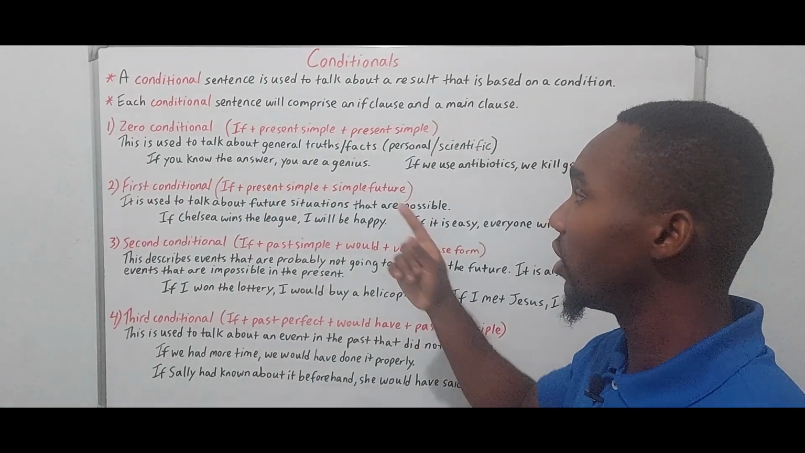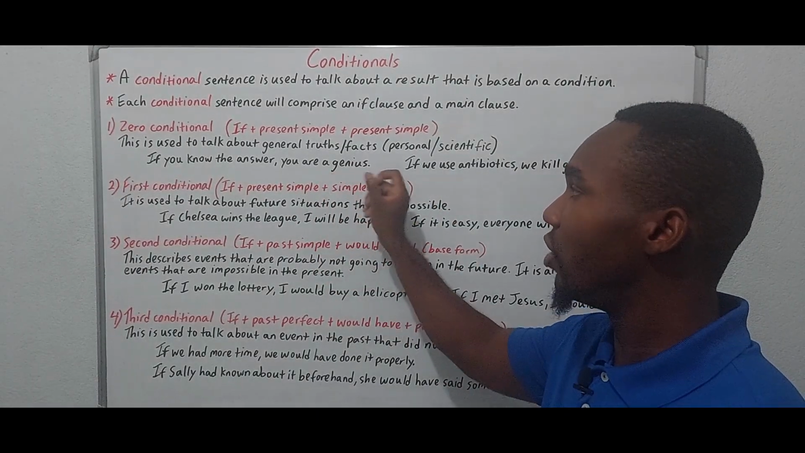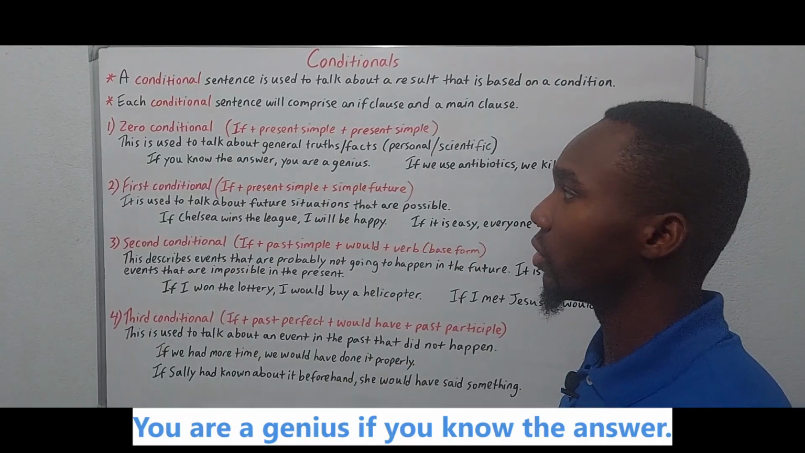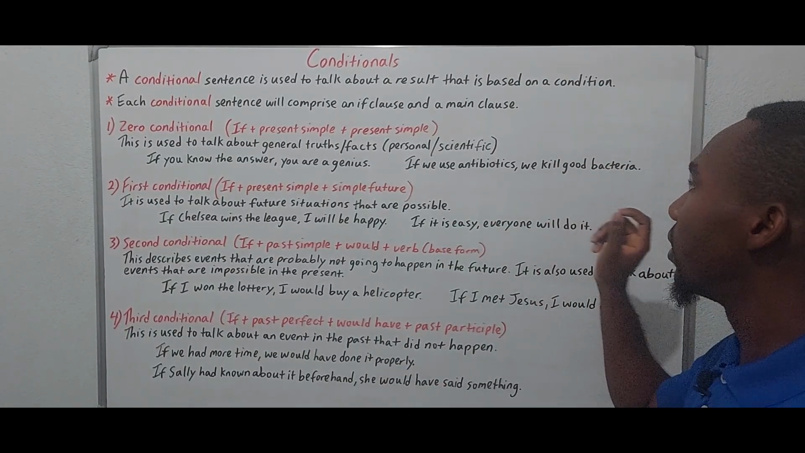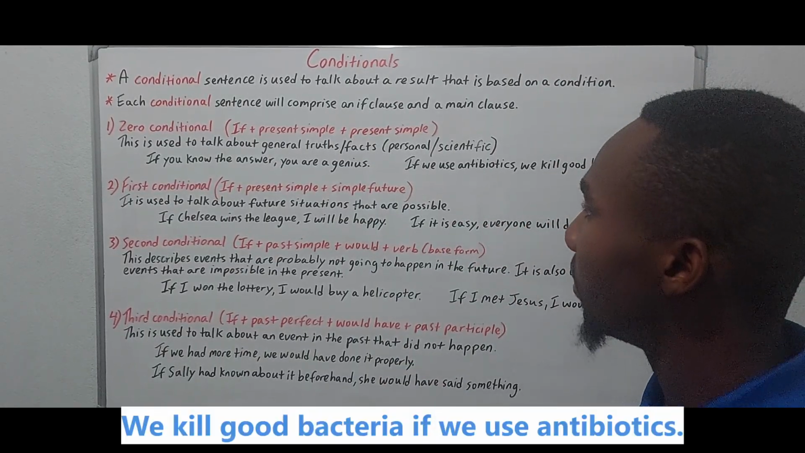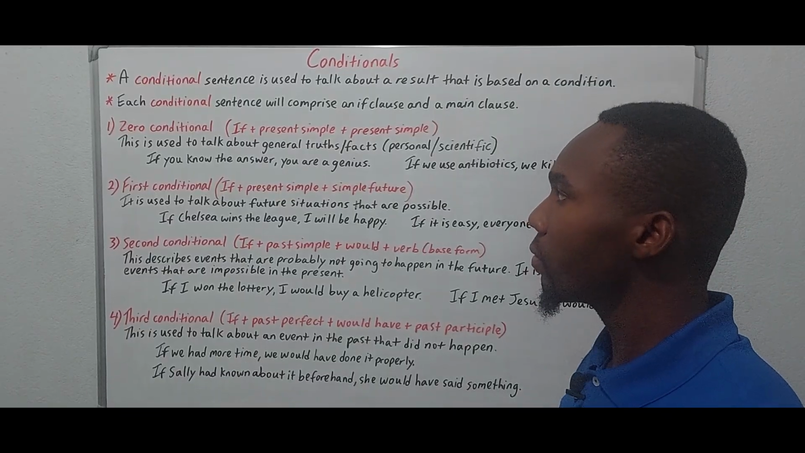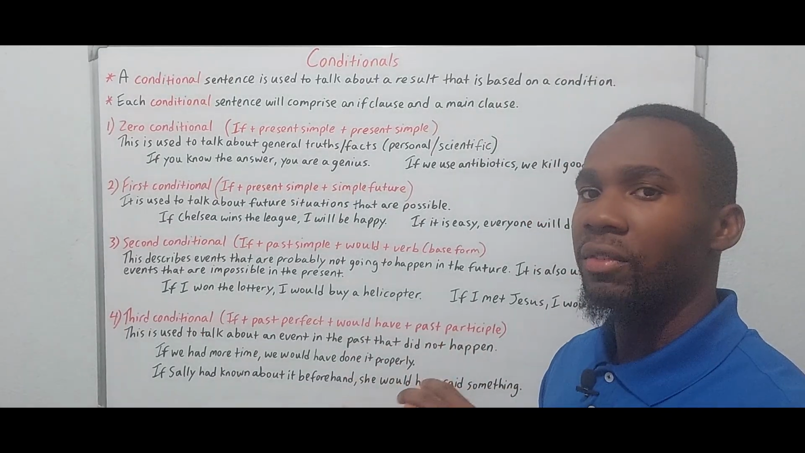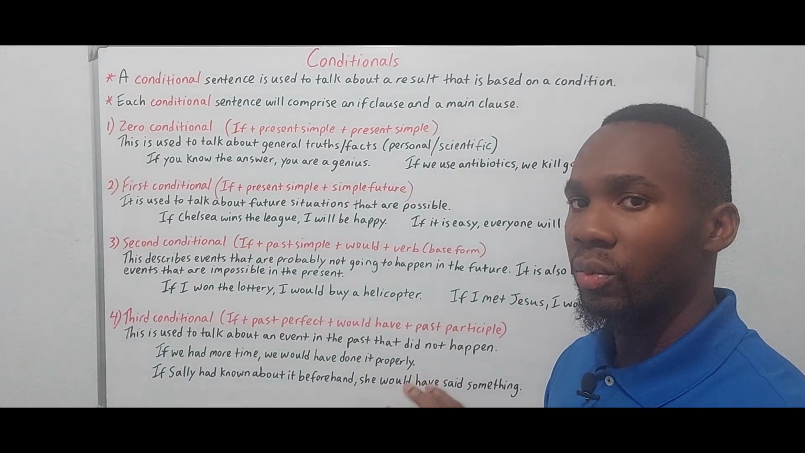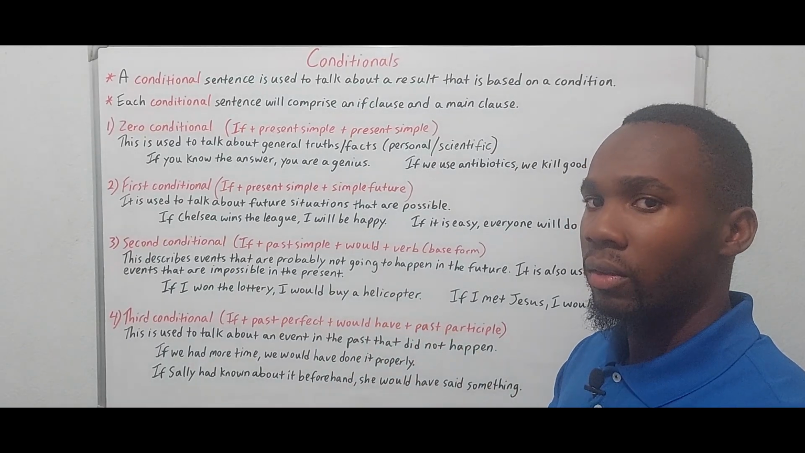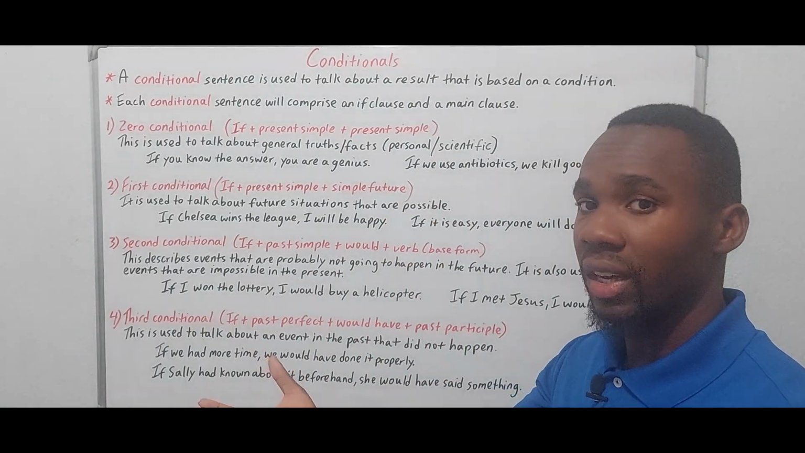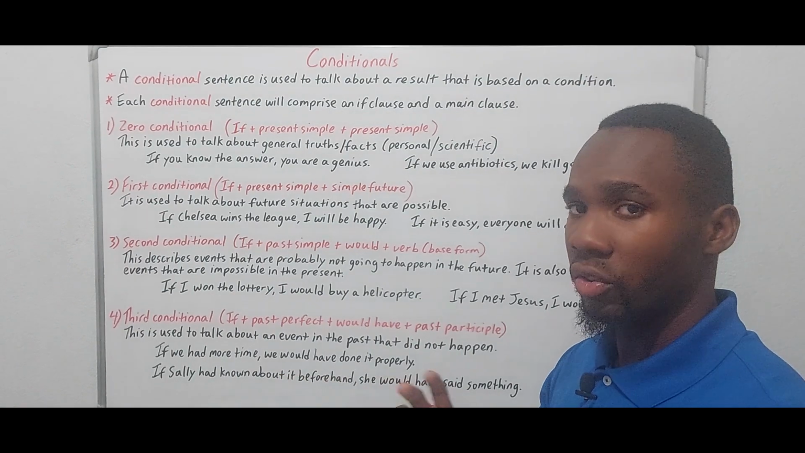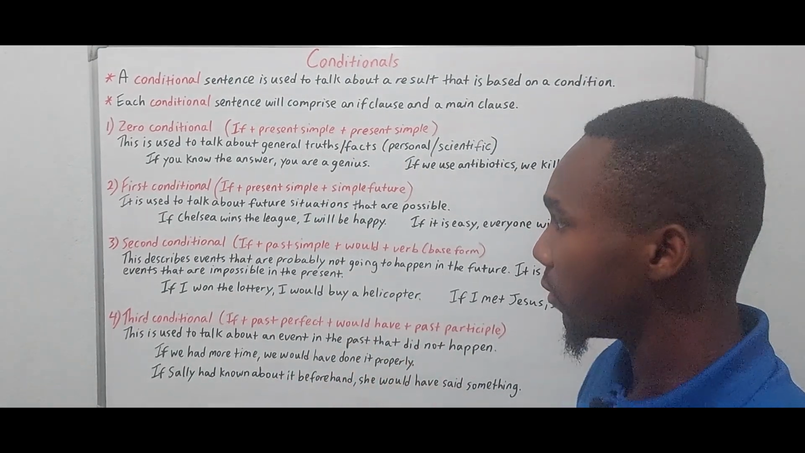We can also change the order. You are a genius if you know the answer. We kill good bacteria if we use antibiotics. We don't always have to mention the condition first. We can mention the result and then the condition can follow. So just remember the order is flexible.